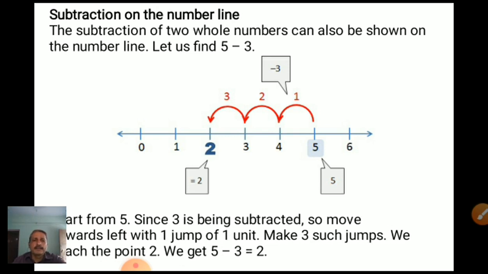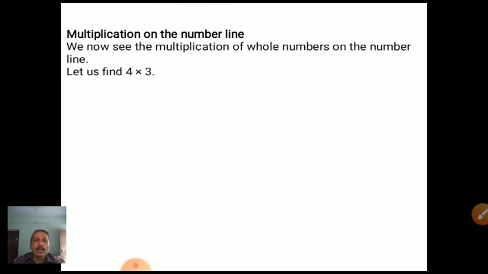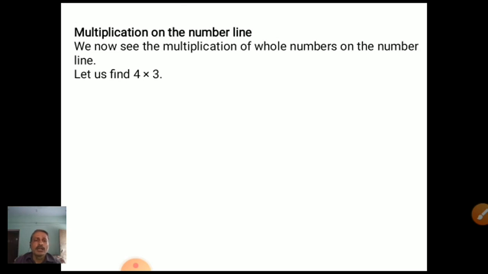Start from 5. Since 3 is being subtracted, move towards the left with one jump of 1 unit. Make 3 such jumps, and we reach the point 2. In mathematical way, we can say 5 minus 3 is equal to 2. In the same way, we can multiply all numbers on the number line. We can now see the multiplication of all numbers on the number line.